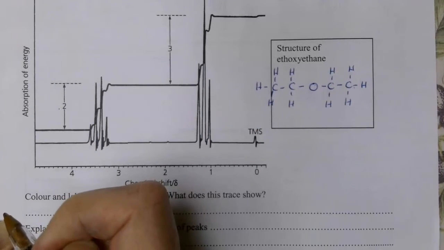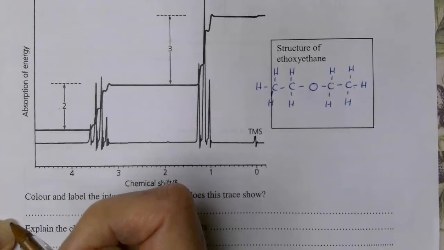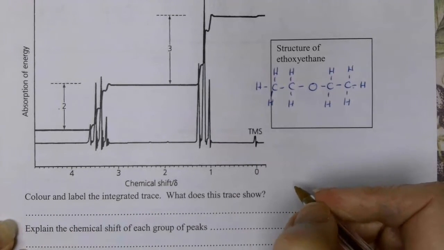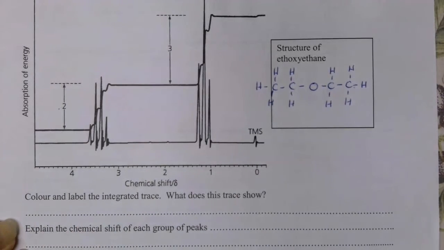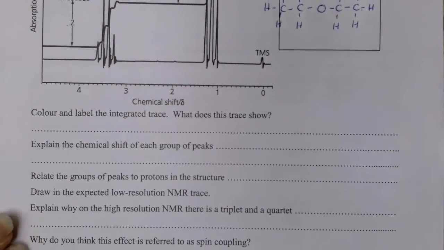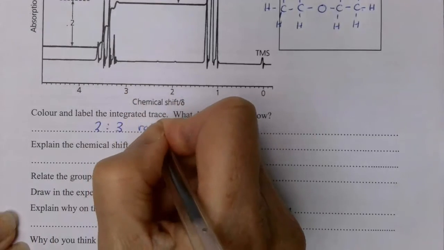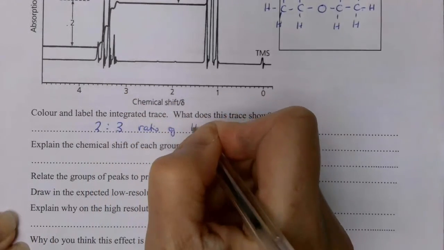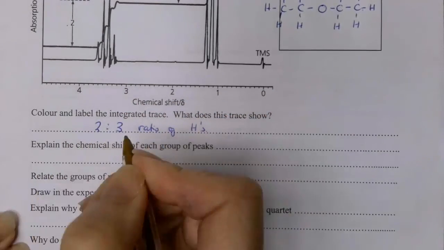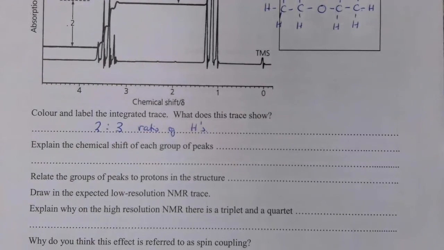So that's the area underlined, that's the integration trace, which gives us the ratio of hydrogens. So I know the ratio of my hydrogens is 2 to 3. The trace shows the 2 to 3 ratio of hydrogens. Actually, we've got 4 to 6, but as I said, it only gives the ratio, not the absolute number.